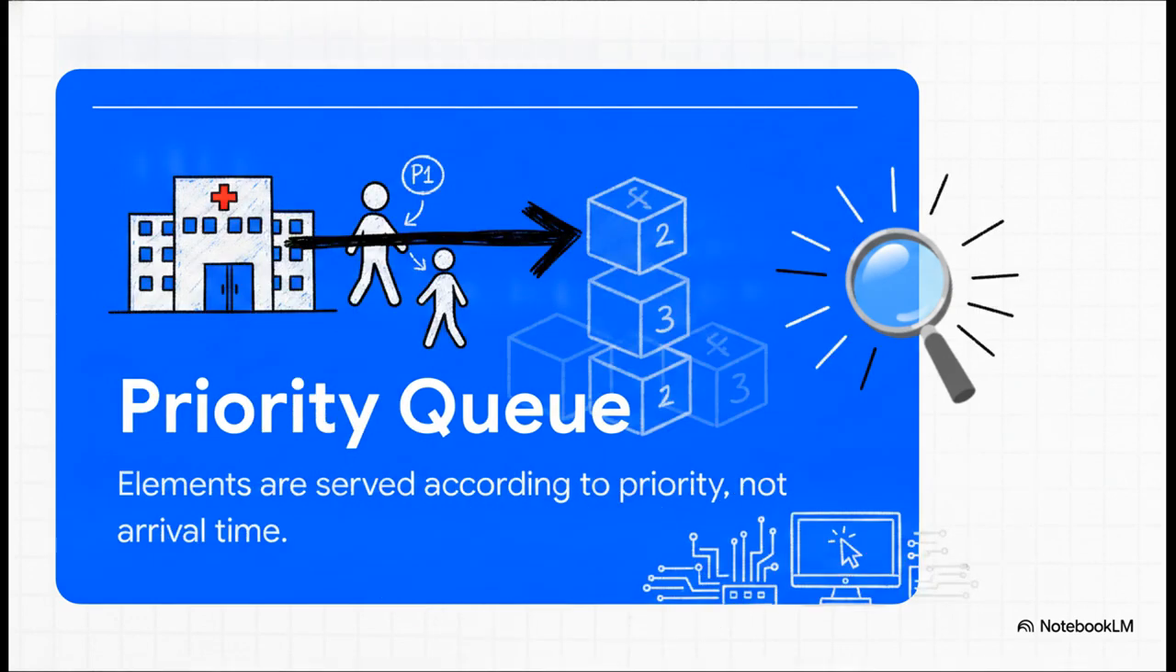Then we have the priority queue, which actually breaks the strict FIFO rule, but for a very good reason. Think of a hospital emergency room. A priority 1 emergency patient absolutely must be seen before a priority 2 regular patient, regardless of who walked through the hospital doors first. In a priority queue, elements are served strictly according to their assigned priority level.